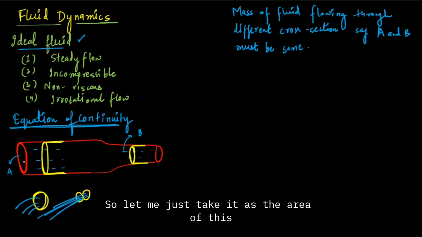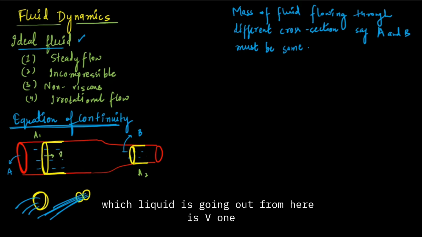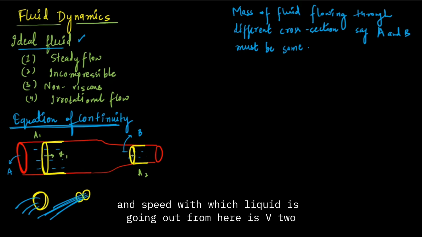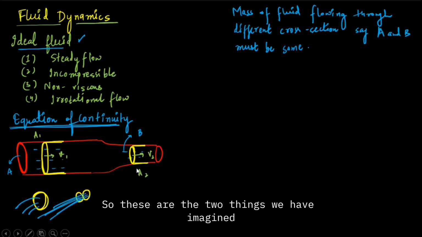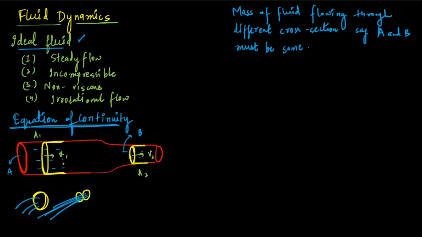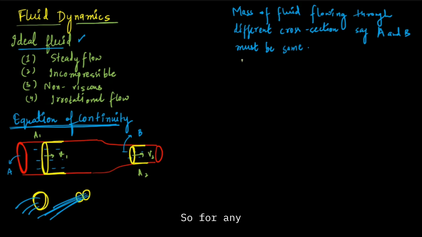So let me take the area of this cross section as A1, and the area of this cross section as A2. Similarly, the speed with which liquid is going out from here is V1 and the speed with which liquid is going out from here is V2. So these are the two things we have imagined. Now just try to think if we have considered a small time interval.